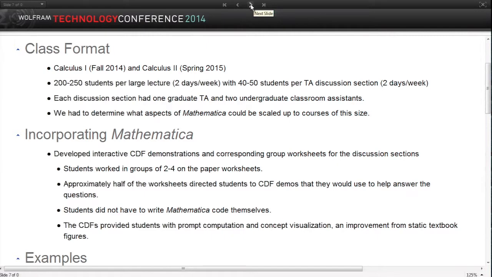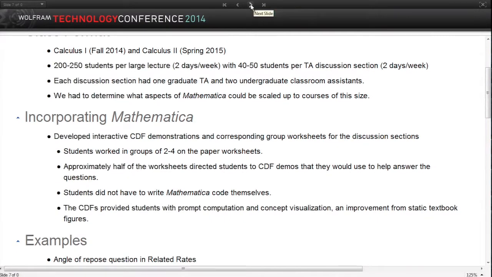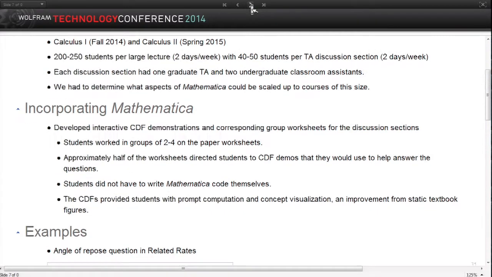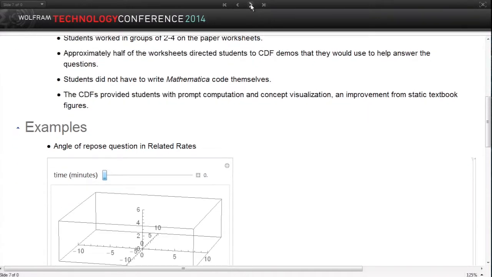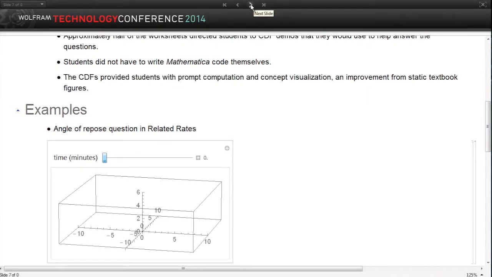So here are 2 examples. I'm going to show you a bad example and a good example of how you can use a CDF in class. So first, the bad example. When you're dealing with related rates, you sometimes get the angle of repose question of if you're pouring corn out onto the floor of a barn, what's the shape that it makes? And so we had this Manipulate that kind of shows the corn pile growing.